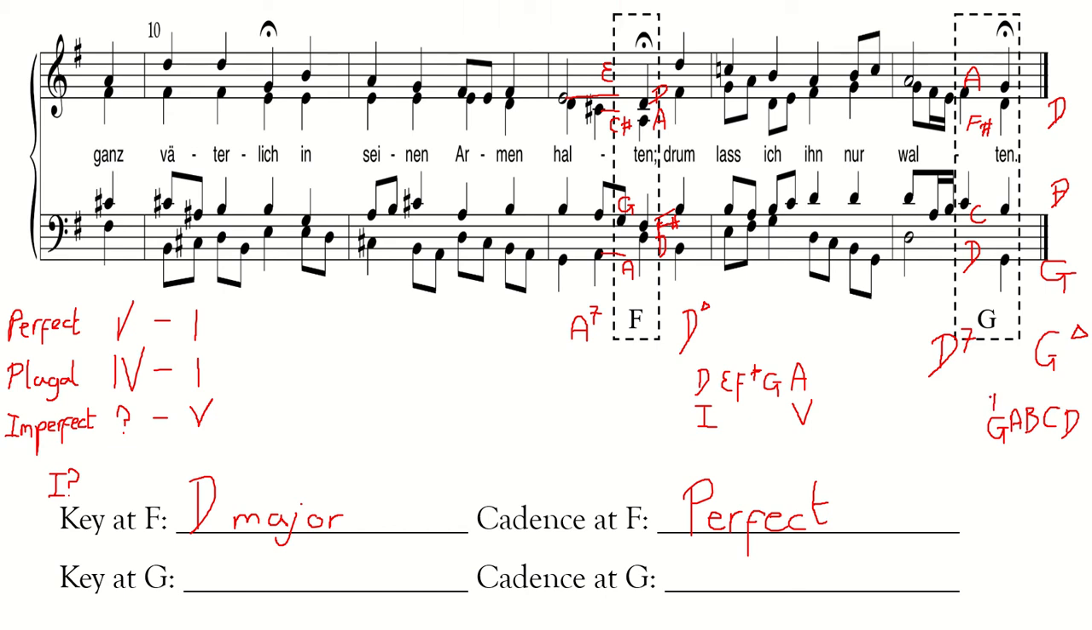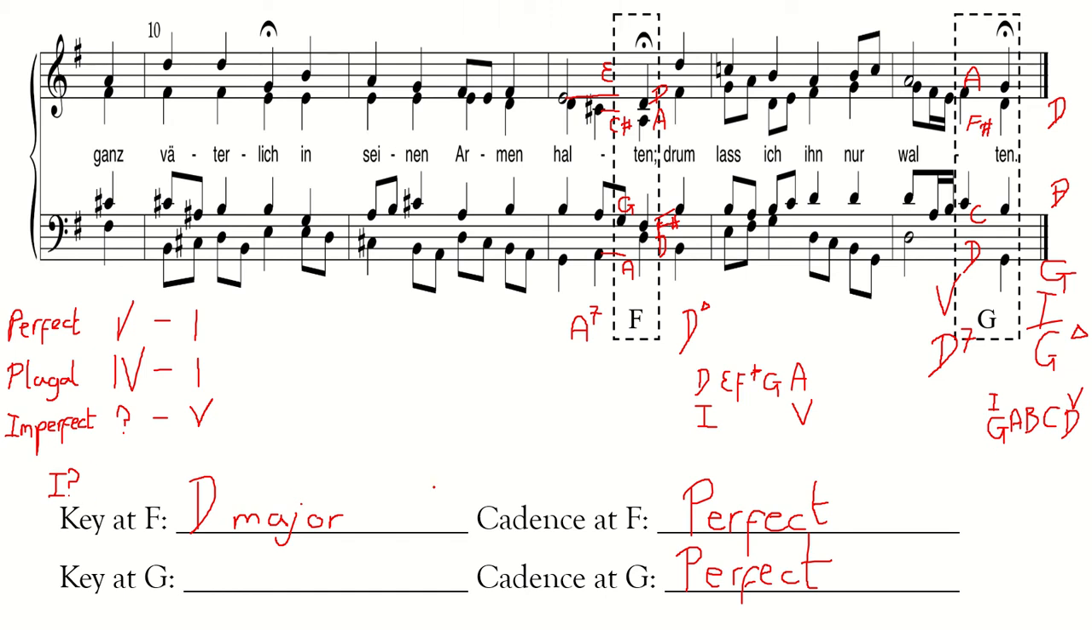Meaning that if this was the 1, then this would be the 5, giving us a perfect cadence, because that's 5 to 1. Meaning, just like before, we have a perfect cadence. Perfect cadence, lovely.